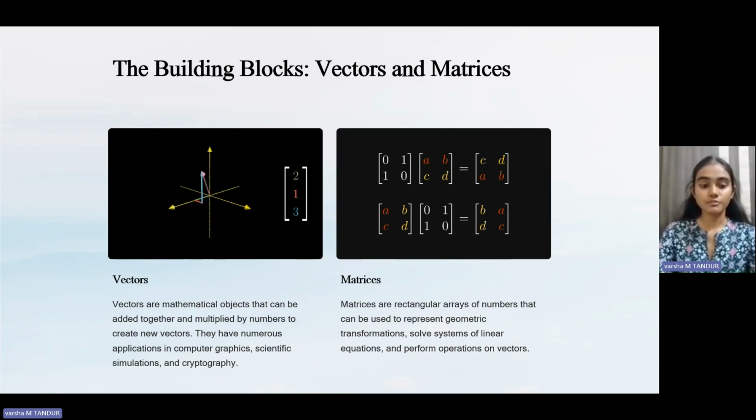Vectors are mathematical objects that can be added together and multiplied by numbers to create new vectors. They have numerous applications in computer graphics, scientific simulations, and cryptography. Matrices are rectangular arrays of numbers that can be used to represent geometric transformations, solve systems of linear equations, and perform operations on vectors.